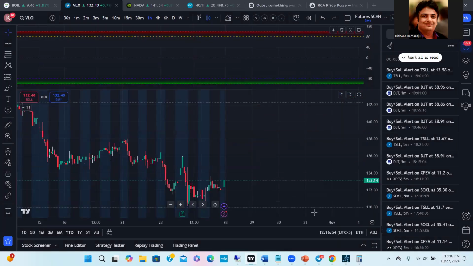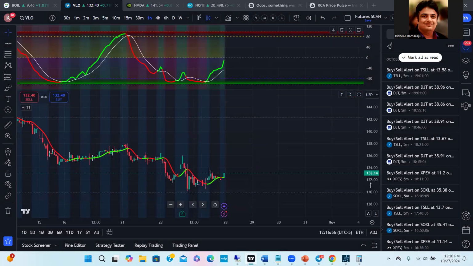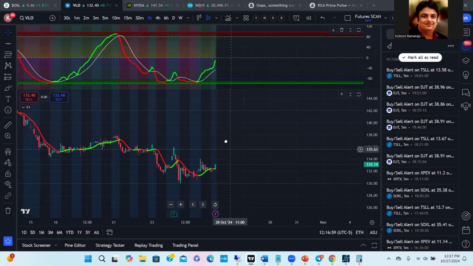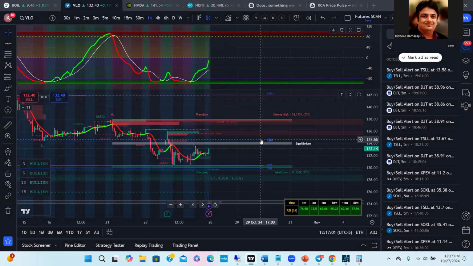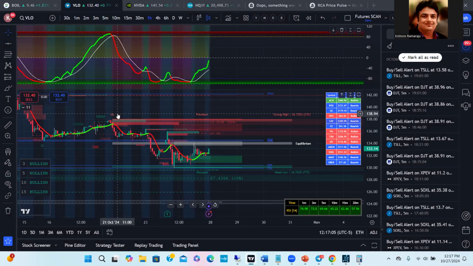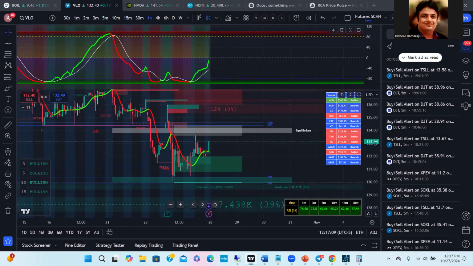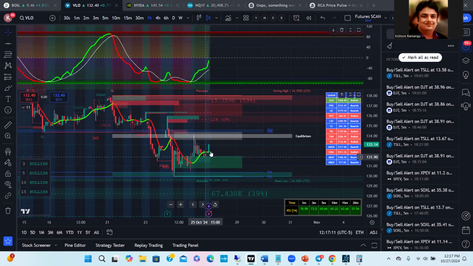Valero. So you will make nice profits on this tomorrow. Everything is green. Everything is green. That means the trend already got reversed from bearish to bullish. So there is a very high possibility, 90-95% chance, we'll make money on this tomorrow morning.